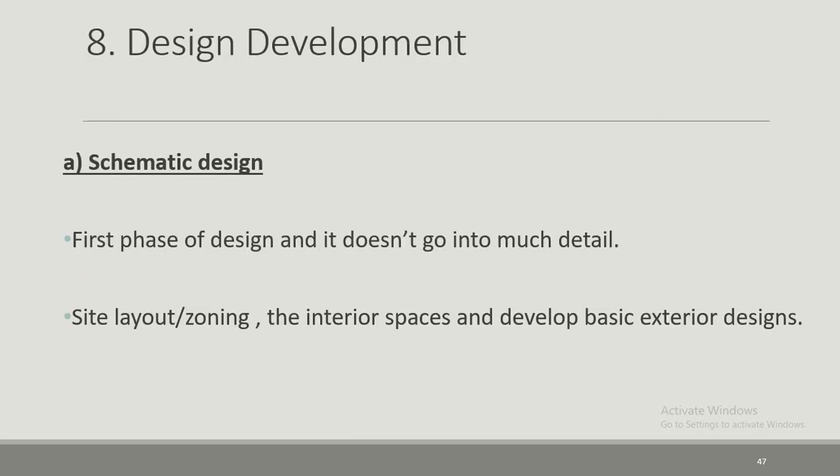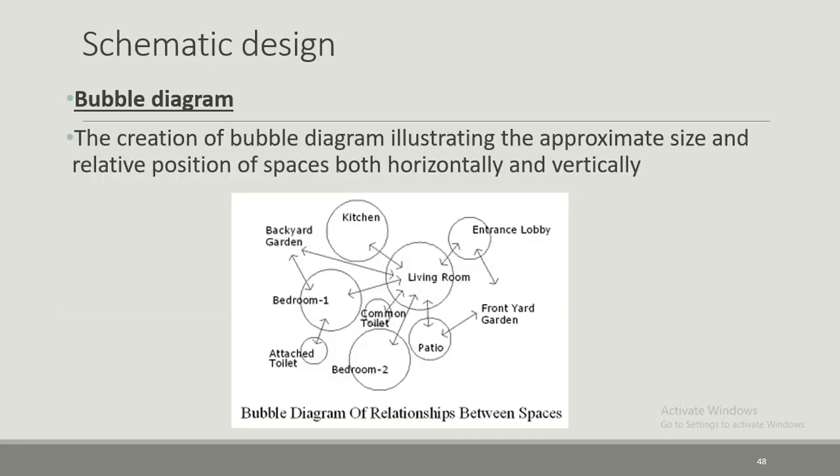Now the next process in architecture design is design development. The first phase of design is schematic design and it doesn't go into much detail. It includes site layout and zoning, the interior spaces and basic exterior designs. Schematic design can also be done through the use of a bubble diagram.